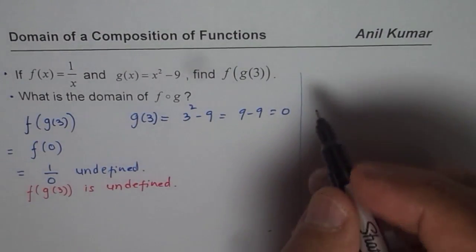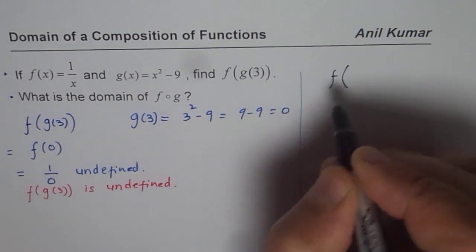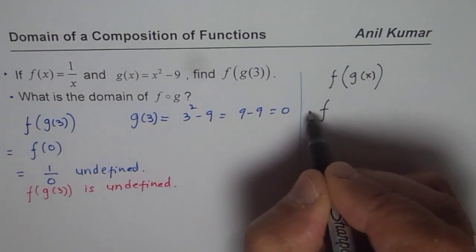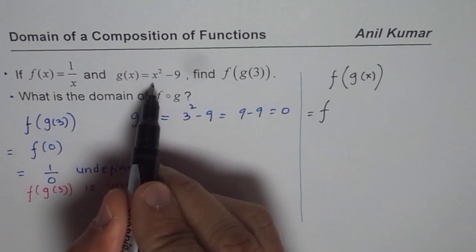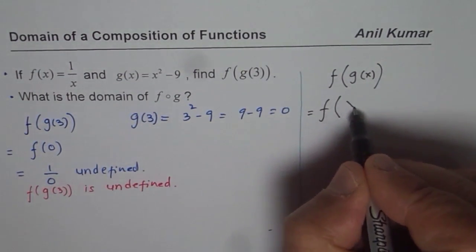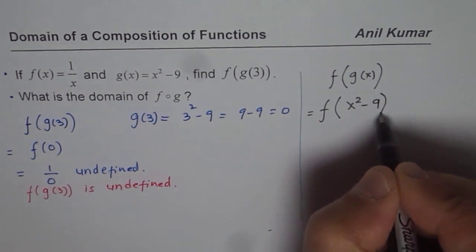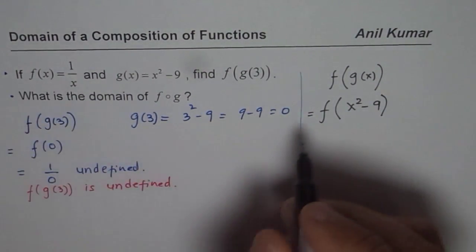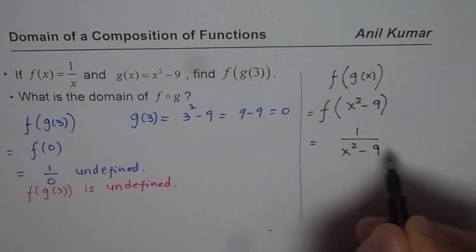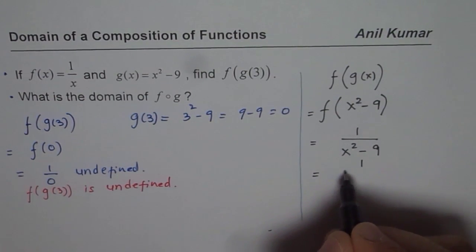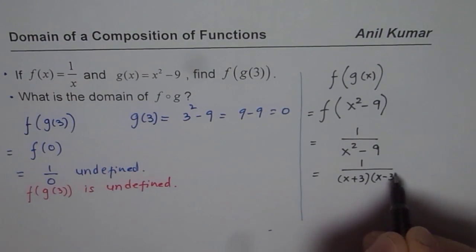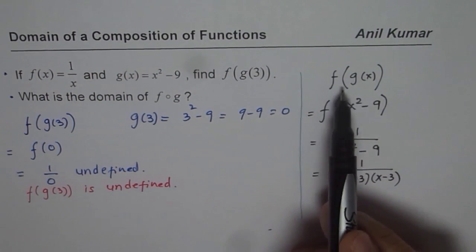So f of g we can write like this, f of g of x. That is what we are interested in. That means f of, now g is given to us as x squared minus 9. So f of g of x is f of x squared minus 9, correct? Now f of x is 1 over x, so we get this as 1 over x squared minus 9. Now clearly we can write this as 1 over x plus 3 times x minus 3. So that is f of g of x.